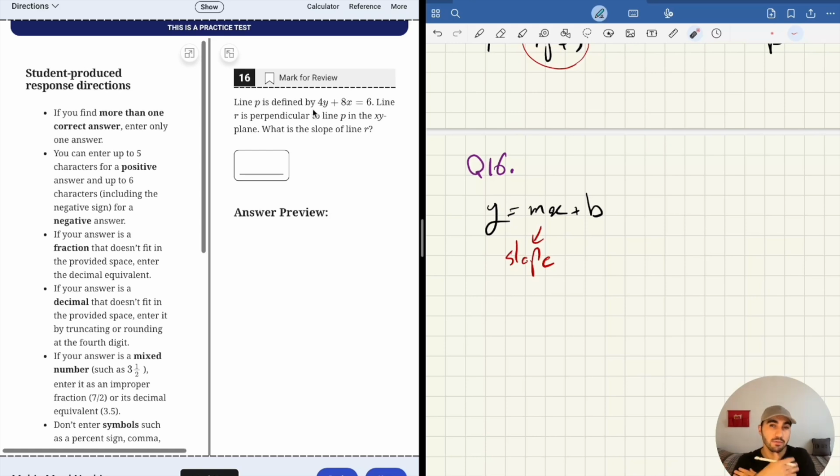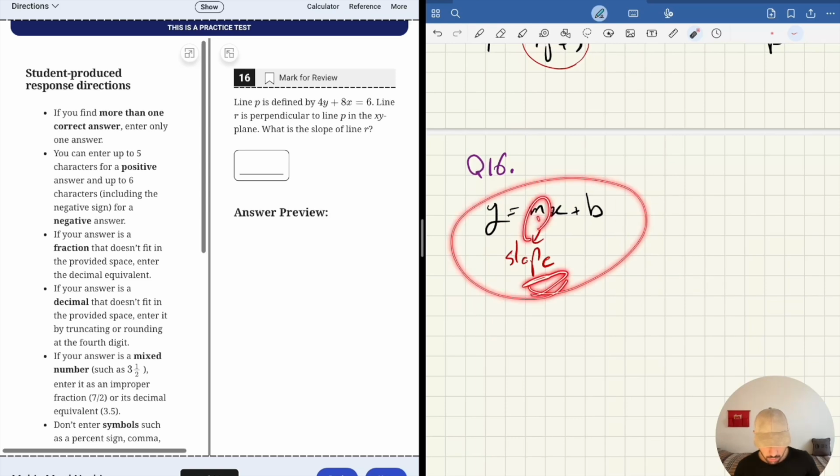If they were parallel, they would have the same slope, but since they are perpendicular, line R is going to have the flipped and negative sign of the slope of line P. And how can we find the slope of line P? We know that linear equations have this form, and when they are in this form, m represents the slope. So if we write line P in this form, we can see the slope very easily, and then we can flip and switch the sign and get the slope of line R. So let's do it that way.